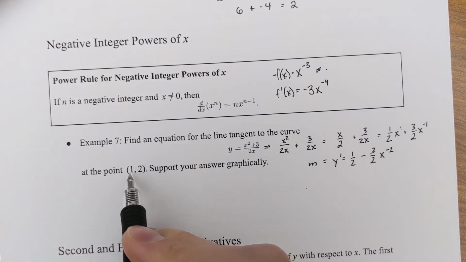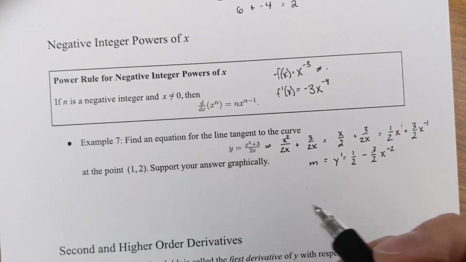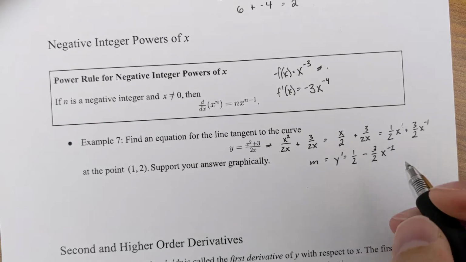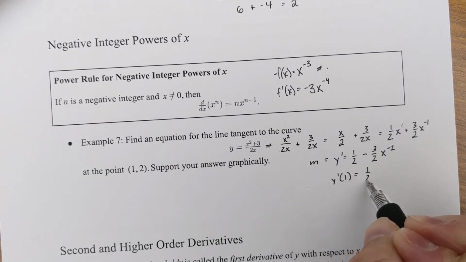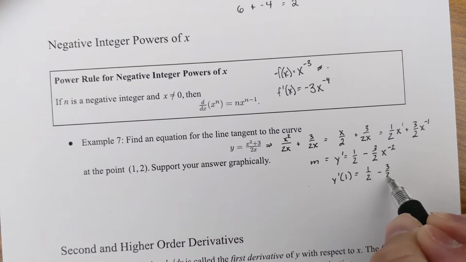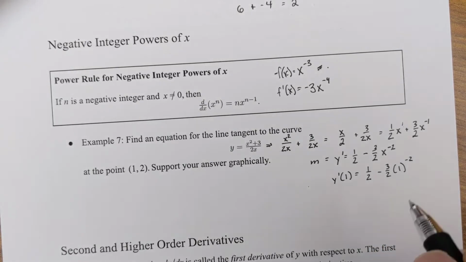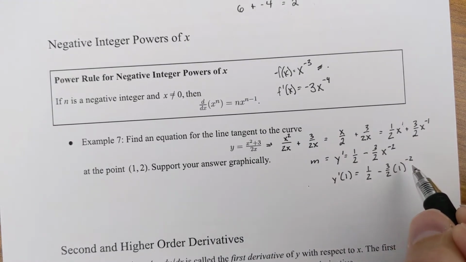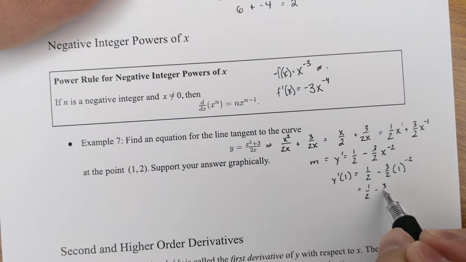So my coordinate is 1, 2. So I need to find the slope at the point 1, 2, which means I need to plug 1 in for my x value. So y prime of 1 is 1/2 minus 3/2, 1 to the negative 2 power. 1 raised to anything is 1. So this is 1/2 minus 3/2, which is negative 1.